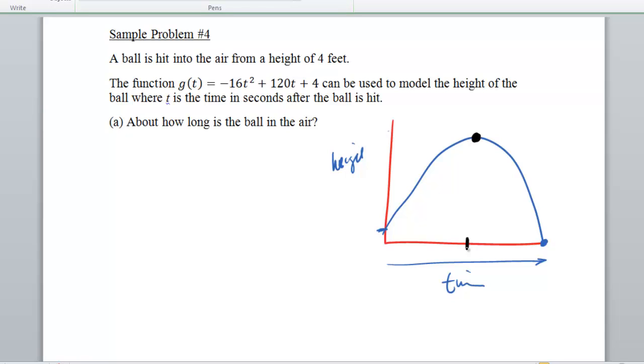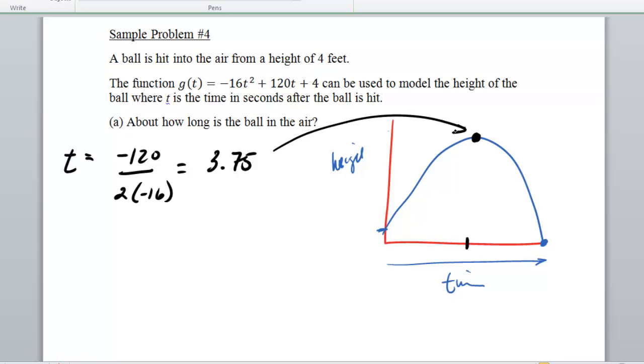And so what we're going to do, we're going to find the t for time, and we're going to use our a, b, and c values necessary to plug into this. And so we need negative 120 over 2 times a, which is negative 16. Which is going to give me roughly 3.75. And so what that means is that's my time at the height. Okay, so at the maximum height of the ball, it took 3.75 seconds to get to that point.